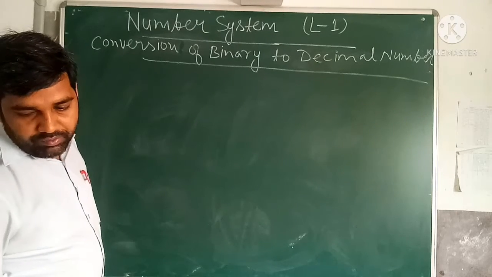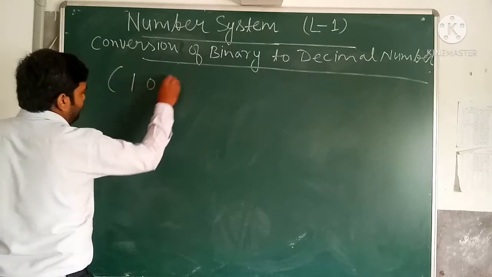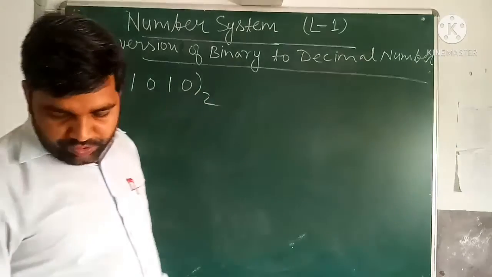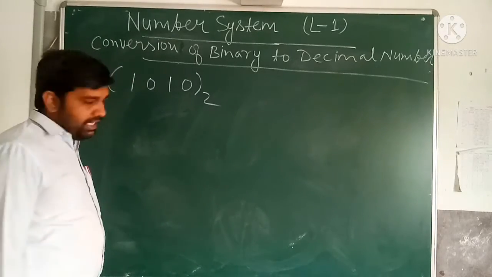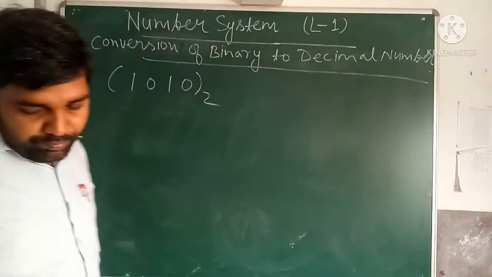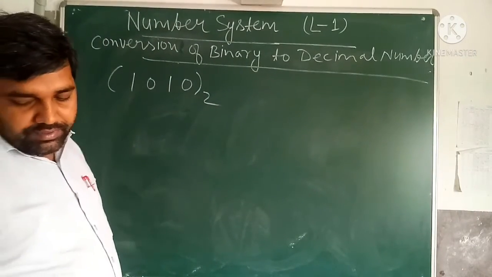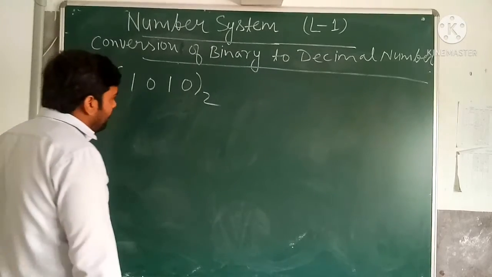Now take the example 1010. 1010 is a binary number, having base 2. So what do we have to do? To convert any binary number to a decimal number, we have to multiply each binary digit with its positional value.